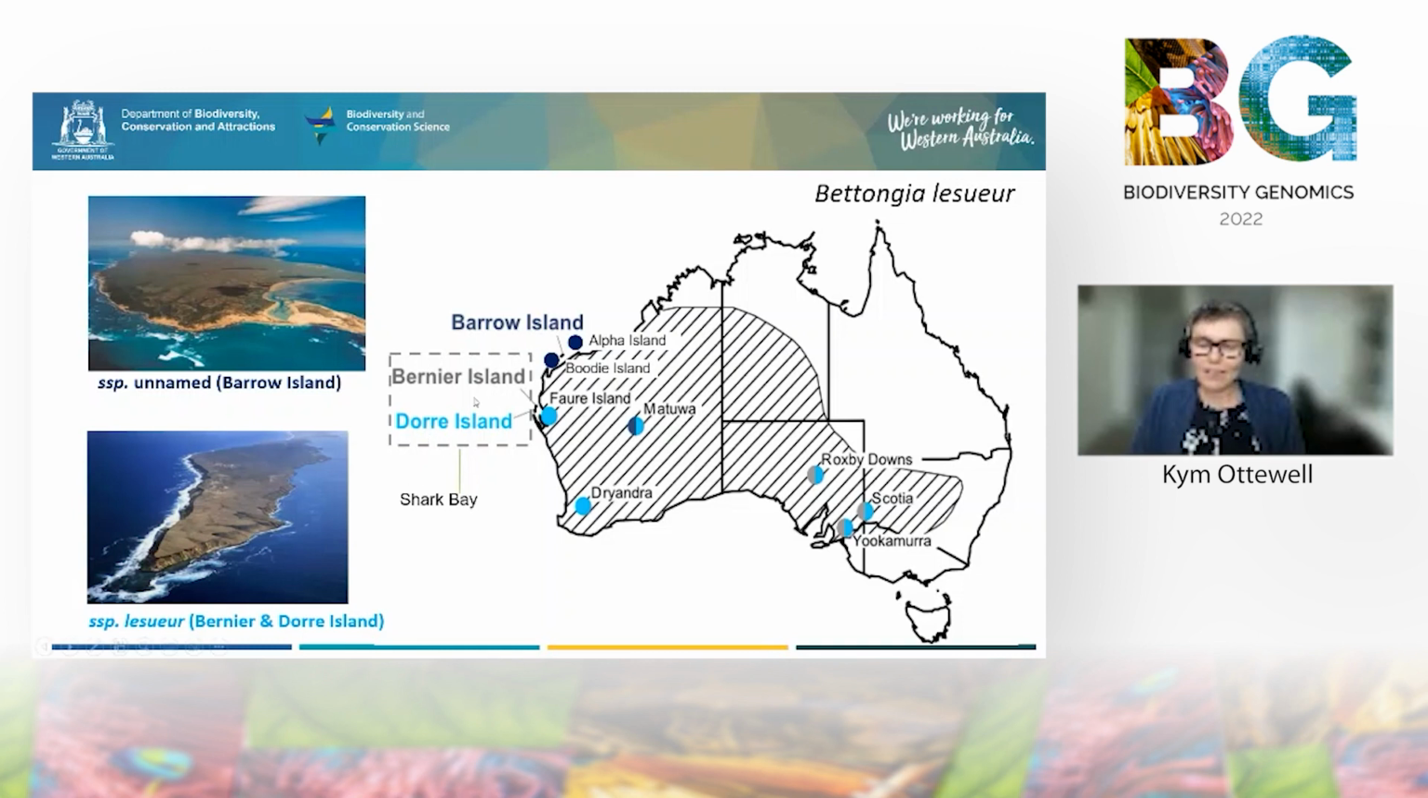So 2 of these islands, Bernier Island and Dorre Island, are located in the Shark Bay World Heritage Area and adjacent to Dirk Hartog Island National Park. And a 3rd population is located on Barrow Island, which is a bit further north off the Pilbara coast, and is also recognised as a distinct subspecies compared to the Shark Bay Island subspecies.